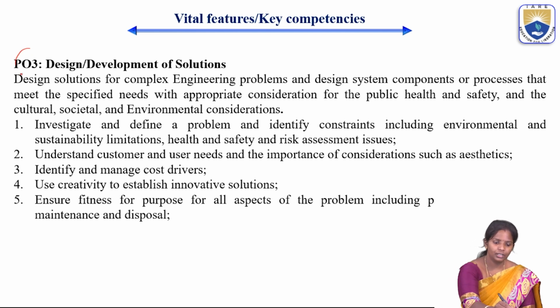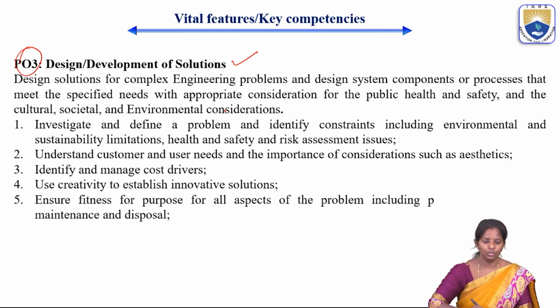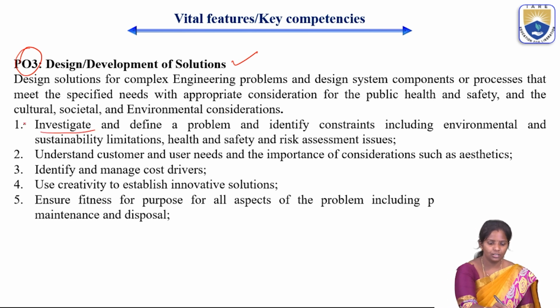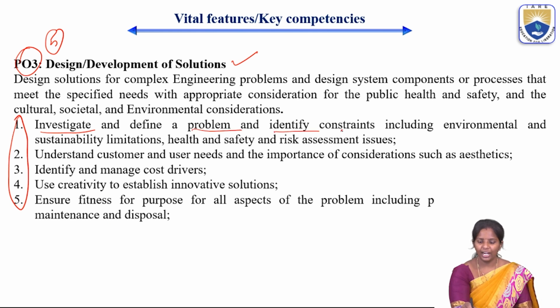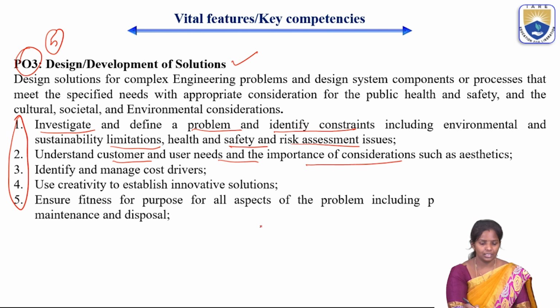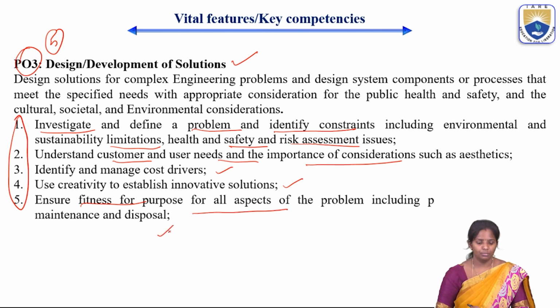So next comes the third one, PO3, design or development of solution. So this includes, there are five in this. Investigate and define a problem, identify constraints including environment and sustainability limitations, health and safety and risk assessment issues, understand customer and user needs and the importance of considerations like aesthetics. Then identify and manage cost drivers, creativity to establish innovative solutions, ensure fitness for purpose for all aspects of the problem including production, operation, management, maintenance and disposal.